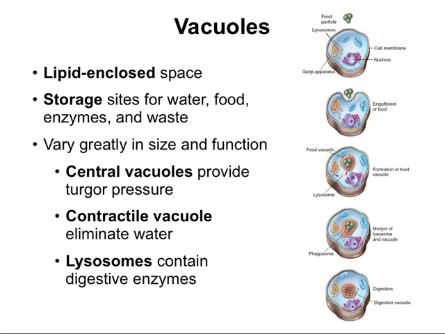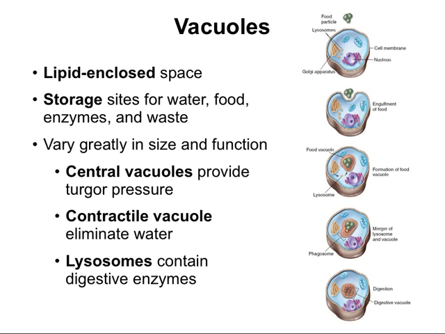Many cells also produce vacuoles. These are lipid-enclosed places, so they're essentially like a vesicle, but much larger. Vacuoles can be used for storage of food and water, as well as enzymes and waste products before disposal from the cell. They vary greatly in size and function. For example, in a plant, a central vacuole is filled with water and provides turgor pressure. So as the central vacuole becomes full, the cell becomes more turgid or more tight inside the cell wall.